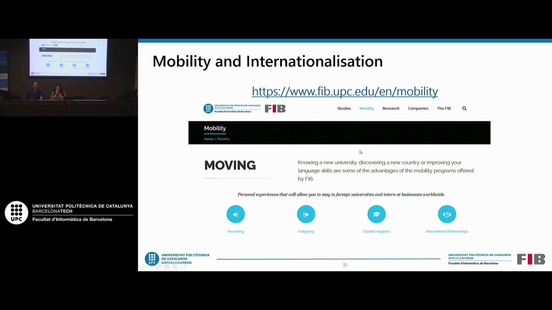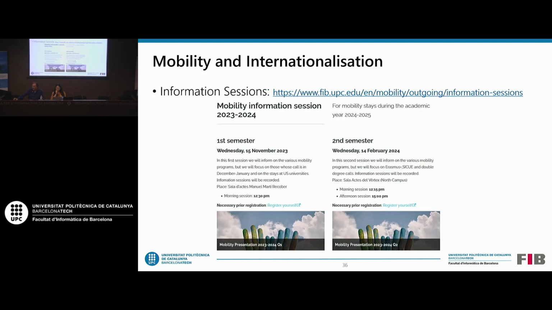So all the information about mobility is in this website. Again, the website from FIP is very comprehensive, very complete. Take your time to move around. You will see all the things that you are entitled for being a Master of Data Science student. And here in mobility, you will reach to the outgoing, and you will have all the information about places, all the universities where you can go, the 400 something that I mentioned before, and as well you can see the double degrees and so on and so forth.